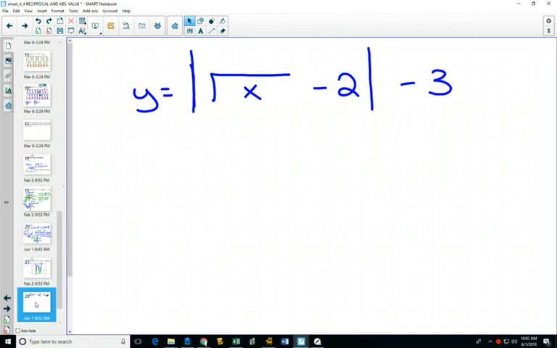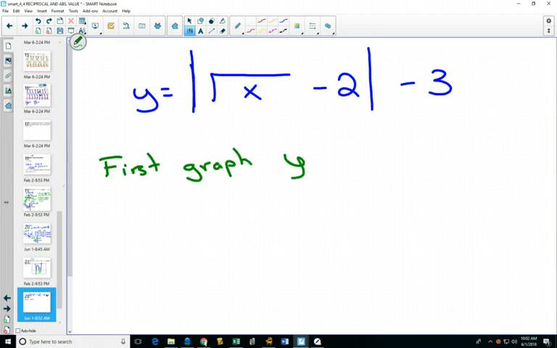So what I'm going to do is first graph this. And if I'm going to graph an absolute value function, that means graph the inside first, and whatever is below the x-axis will get reflected up. What does the square root of x, minus 2, look like?